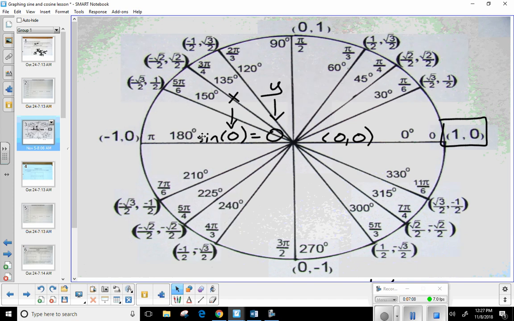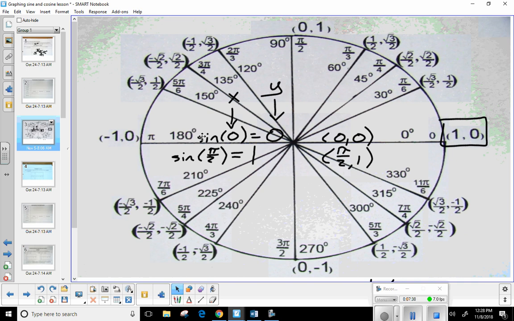Now let's move to the very next increment. Let's go to pi over 2. Sine of pi over 2. Okay. Well, we're at pi over 2, so now I'm at the ordered pair 0, 1. What's the y value here? 1. So sine of pi over 2 is 1. That's my x, that's my y, so it should give me the ordered pair pi over 2, 1.